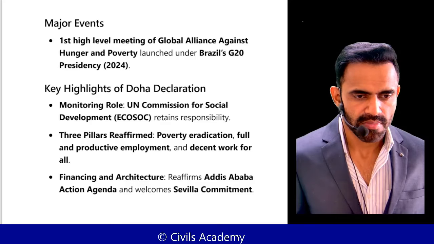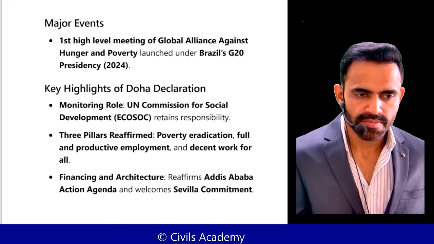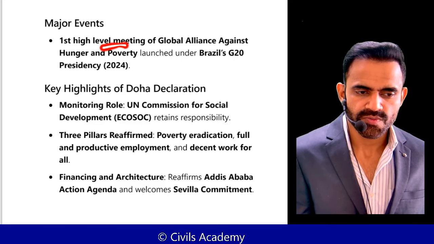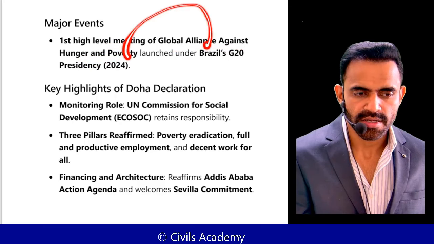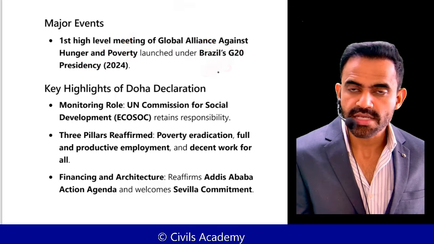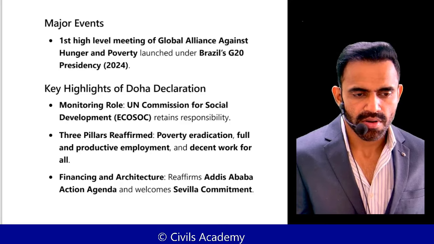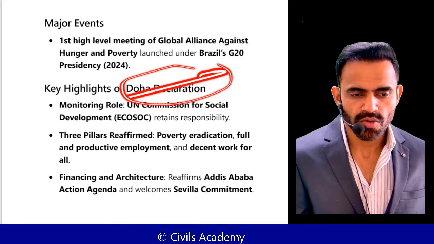Now, understand. Apart from this summit, on the sidelines of this summit, there was the first high-level meeting of the Global Alliance Against Poverty and Hunger. This alliance was launched during the last G20 summit, which was hosted by Brazil. Now, what are the key objectives of this Doha Declaration?